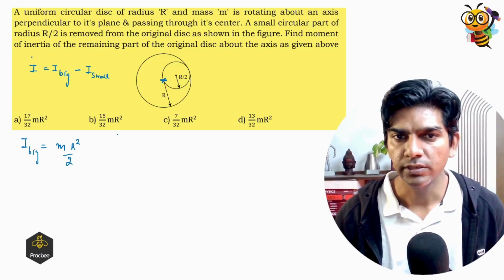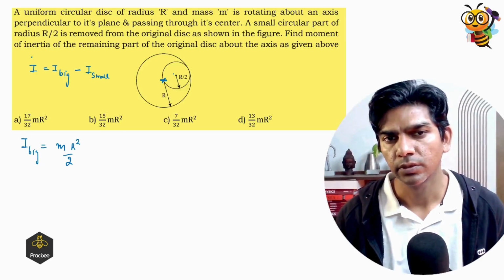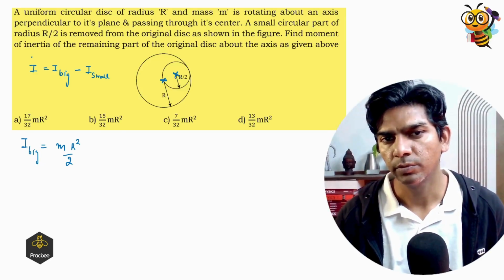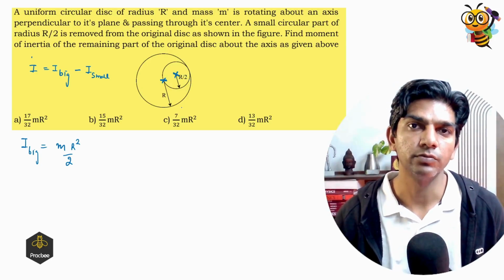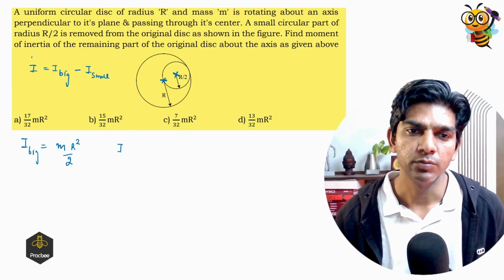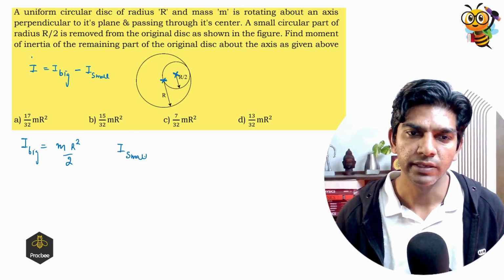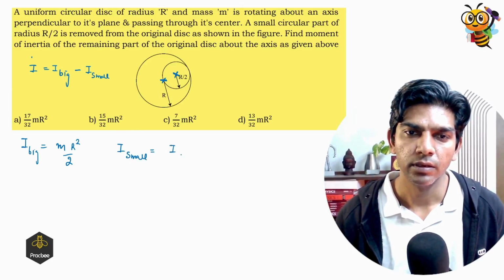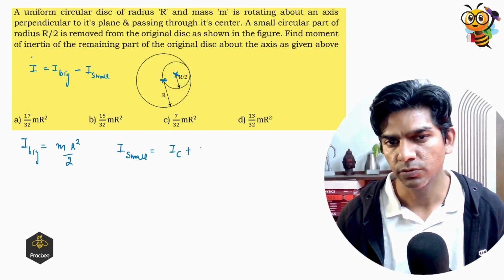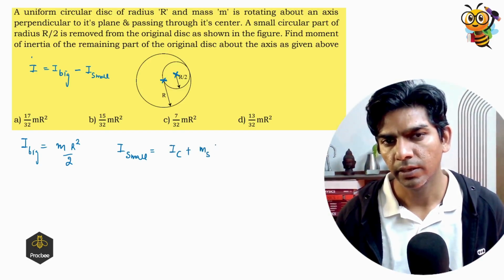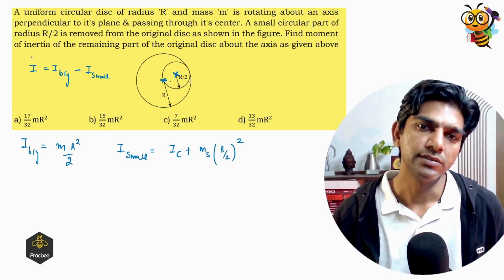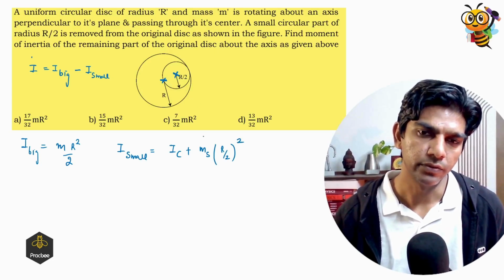And for the small disk, we have to apply the parallel axis theorem. So first we'll find the moment of inertia about the axis passing through the center of mass of the small disk. So we can say the moment of inertia of the small disk about the given axis will be I about center of mass plus mass of the small disk times r by 2 square, because the distance between these two axes is r by 2.